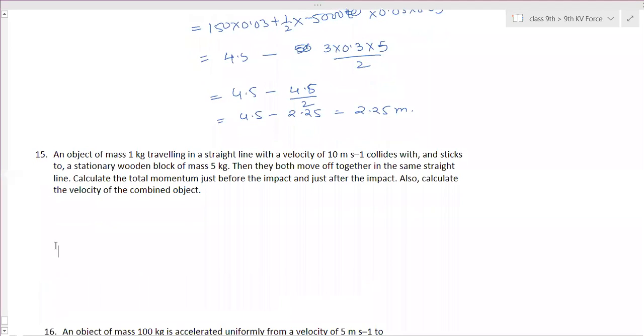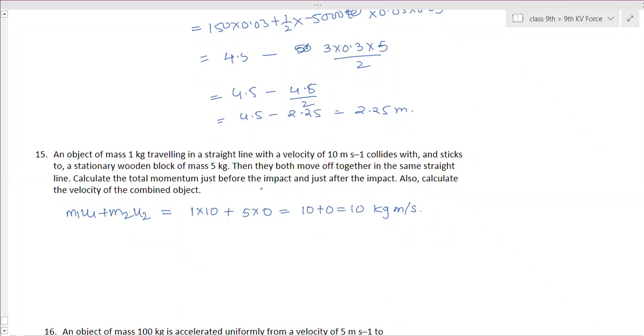An object of mass 1 kg traveling in a straight line with a velocity of 10 meter per second collides with and sticks to a stationary wooden block of mass 5 kg. Then they both move off together in the same straight line. Calculate the total momentum before collision. So total momentum before collision is m1u1 plus m2u2. Object of mass 1 kg, initial velocity 10, plus stationary wooden block mass 5 kg, velocity 0. So it is 1 into 10 plus 0, that is 10 kg meter per second.